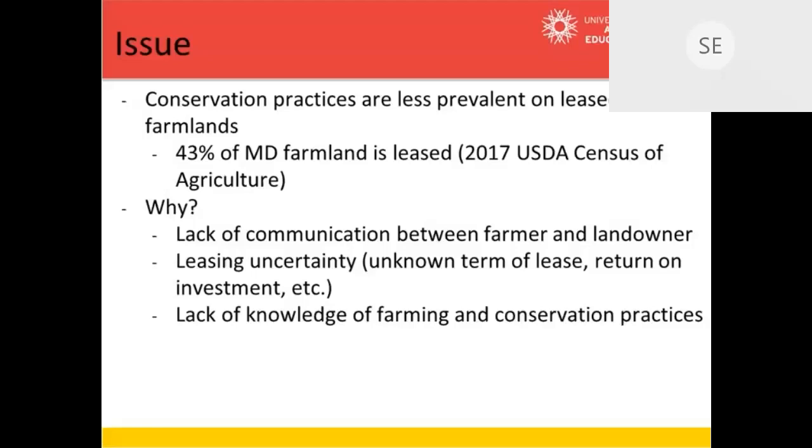So if a farmer doesn't know how long they're going to be on the property, they are unsure in many cases whether or not they should be investing in that property. And then finally, a lack of knowledge of farming and conservation practices. So this is typically on the landowner end of things. So if a landowner isn't very knowledgeable about agriculture, or isn't very knowledgeable about conservation practices and all the technical assistance and the financial assistance, like we'll be talking about today, they're less apt to have that conversation with their farmer.